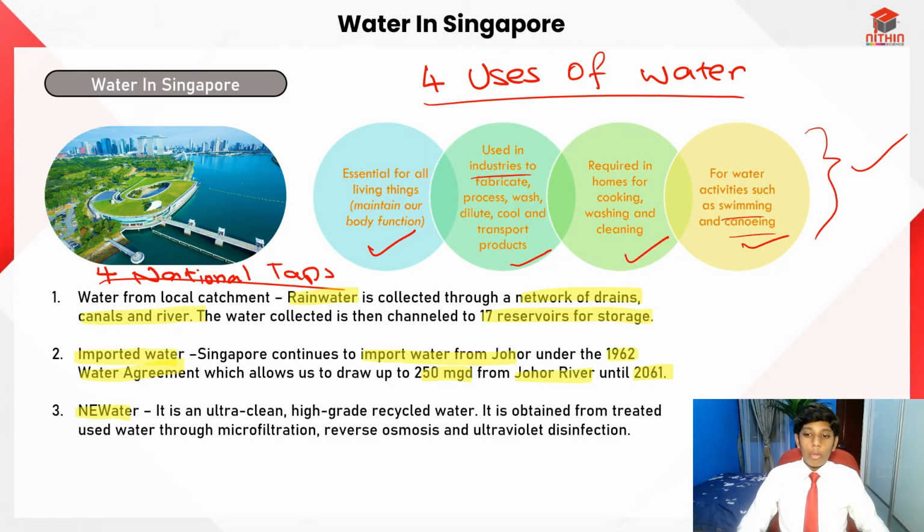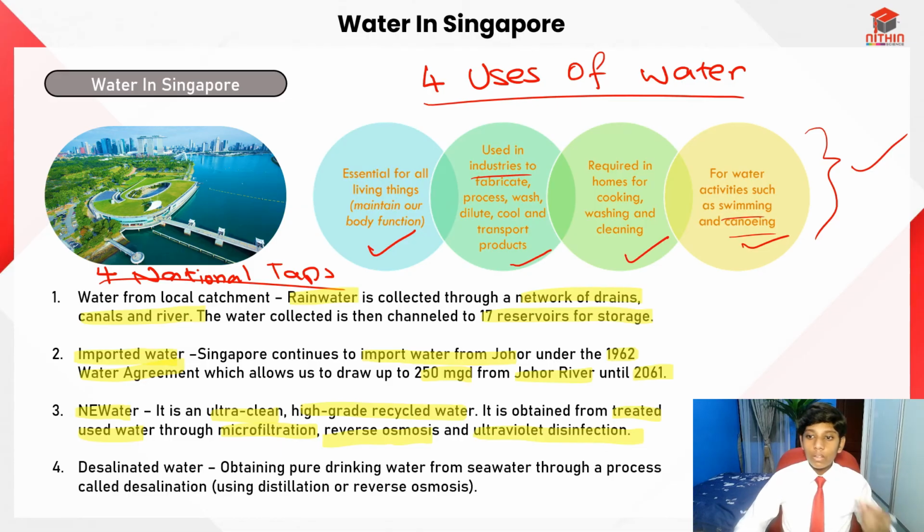Next, Singapore also has NEWater. It is an ultra clean, high grade recycled water, obtained from treated used water through microfiltration, reverse osmosis, and ultraviolet disinfection. So there are a lot of processes in order to make NEWater. The last national tap of Singapore is desalinated water, which is obtaining pure drinking water from seawater through a process called desalination.